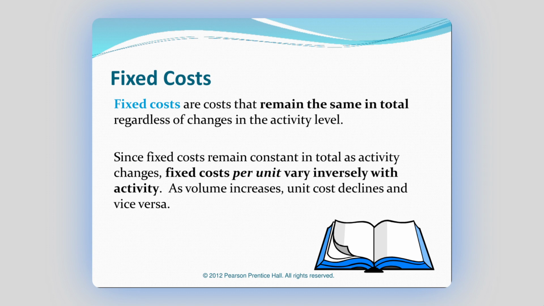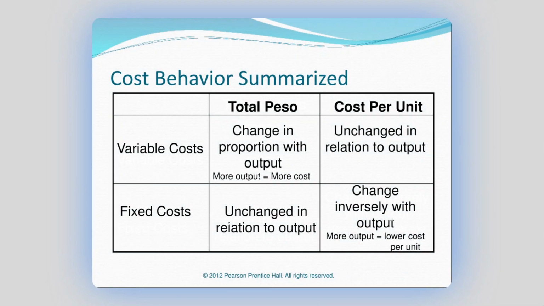Okay. So ibig sabihin class, no, to summarize everything, ito yung ginawa natin. Very important here class, that in terms of your cost behavior, the variable cost in peso will change in proportion to the output. While the cost per unit, it will be unchanged or remain the same. While the fixed cost in terms of total peso, it will be unchanged in relation to the output, while the fixed cost per unit naman, it will change inversely. Ito class yung ating summary kanina.